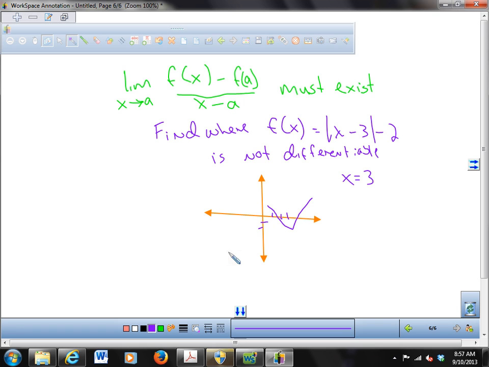Since the slope coming in from the left and the slope coming in from the right are different from both ends, it is not differentiable. Okay? So at x equals 3 it is not differentiable.